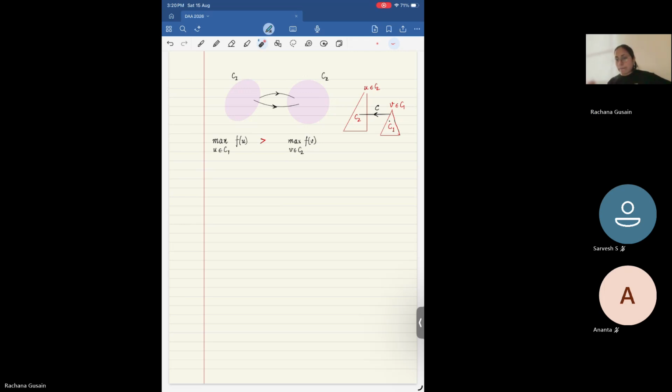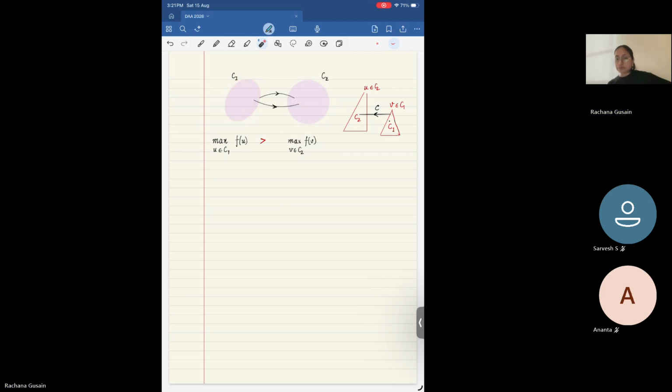Can you see why this is true? Because of the edges from C1 to C2. There is an edge from C1 to C2. If you want to actually prove this, there are two cases. One is, let's say I start my DFS from a vertex in C1.